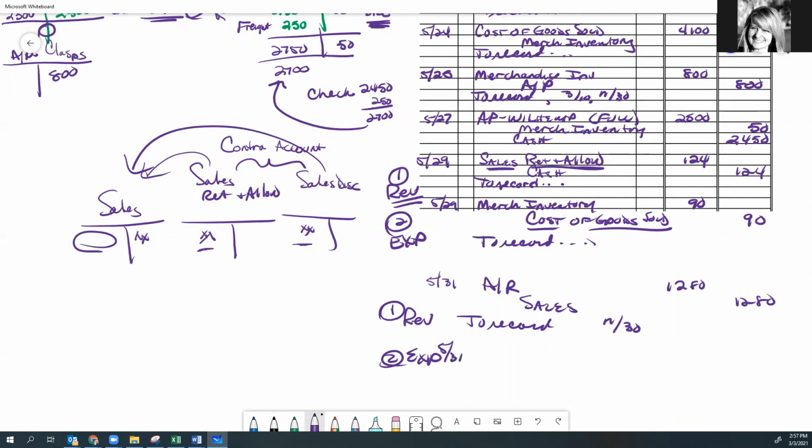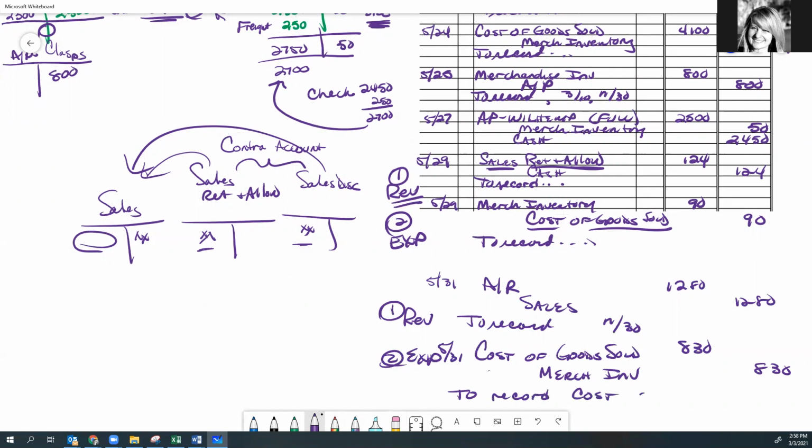So the date is the same, 5/31. And we're going to debit our expense, cost of goods sold. Debiting that expense makes it go up, $830. And we're going to credit our merchandise inventory. Let's credit our merchandise inventory. That's an asset. Crediting it makes it go down, which makes sense because we no longer have this asset. Our customer has it, to record cost of sale.